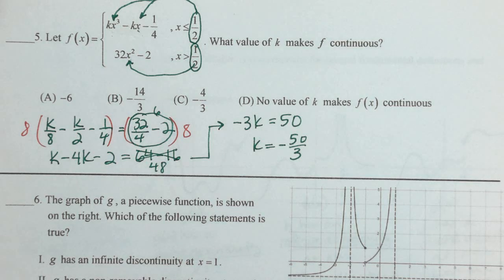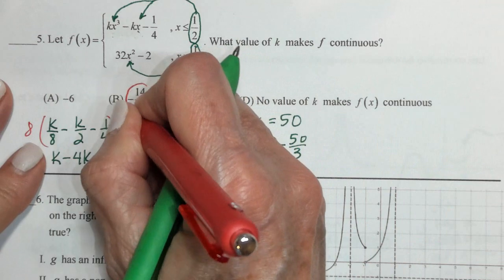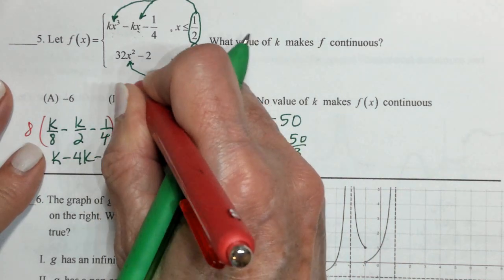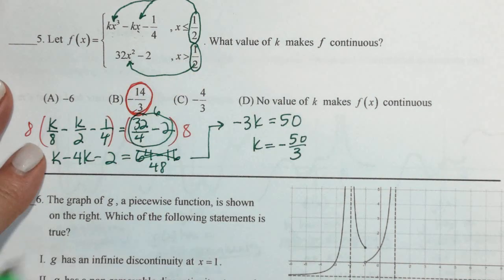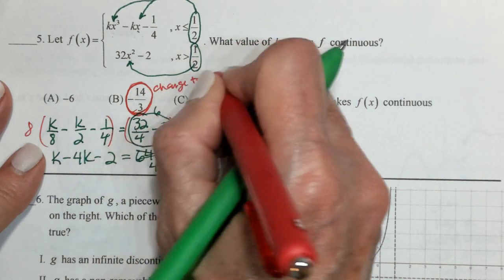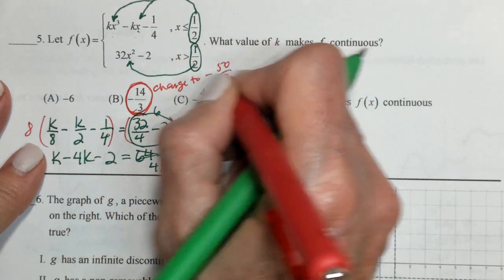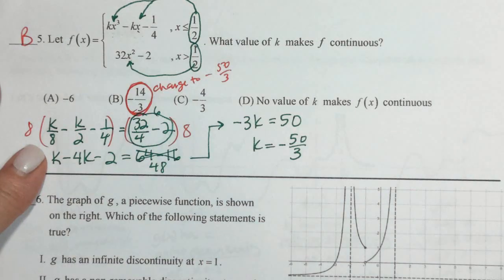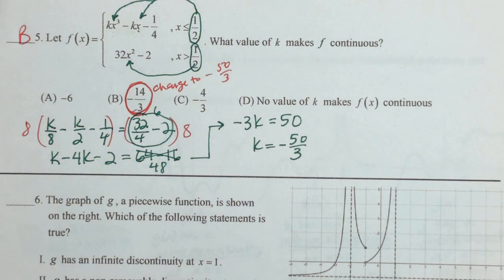Which is not one of our choices, and I have a little note here. Okay, I clearly did not update my notes before I copied it out for you guys. My notes say for this one to change to negative 50 over 3. So we'll call that answer B, and hopefully I will remember to change that for next year. We will see. Didn't happen this year. Alrighty.